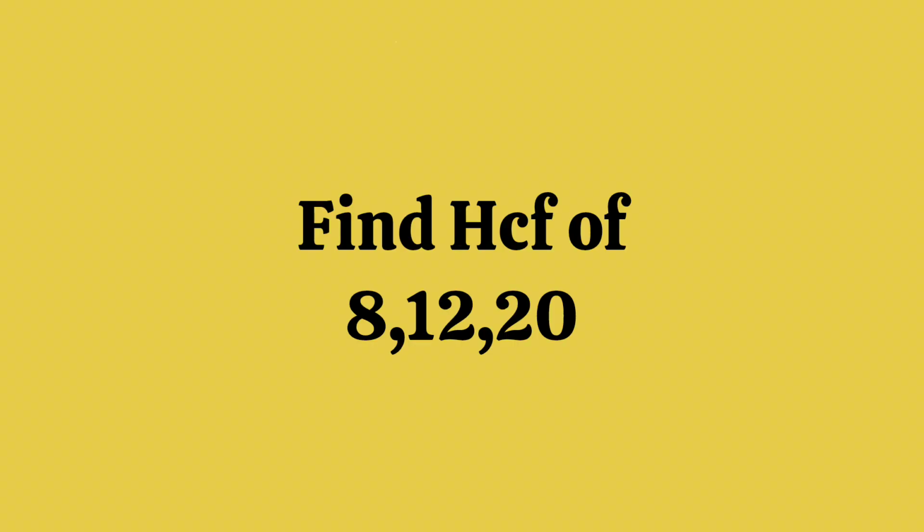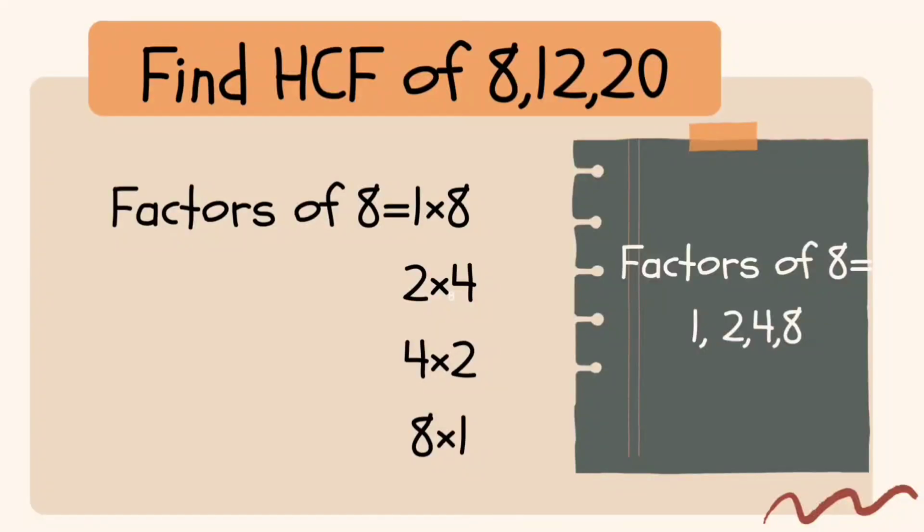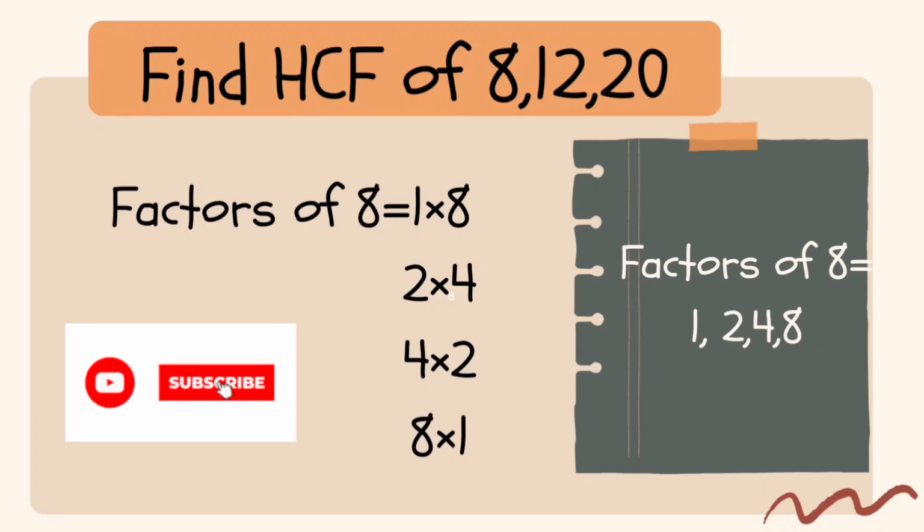Try it with another example. Find the HCF of 8, 12 and 20. For this, we should follow the steps. Step 1. First find the factors of each and every number. The factors of 8 equal 1 into 8, 2 into 4, 4 into 2 and 8 into 1. So the factors of 8 are 1, 2, 4 and 8.